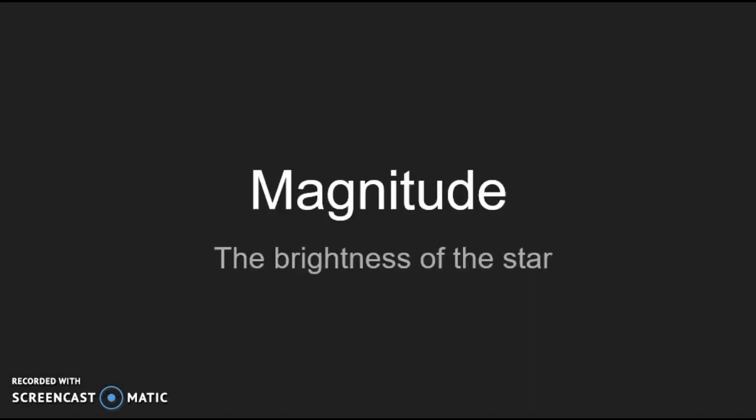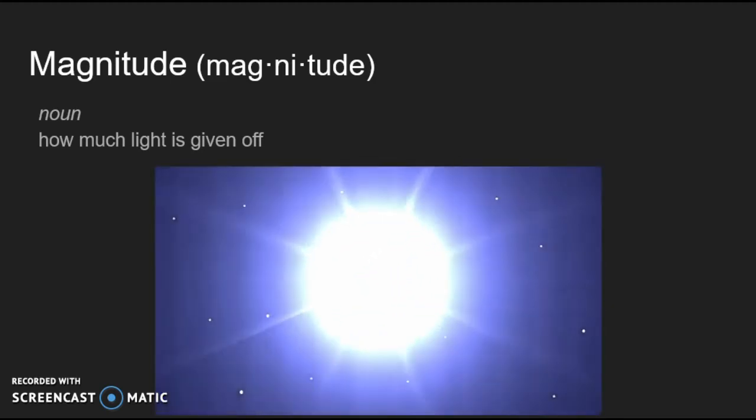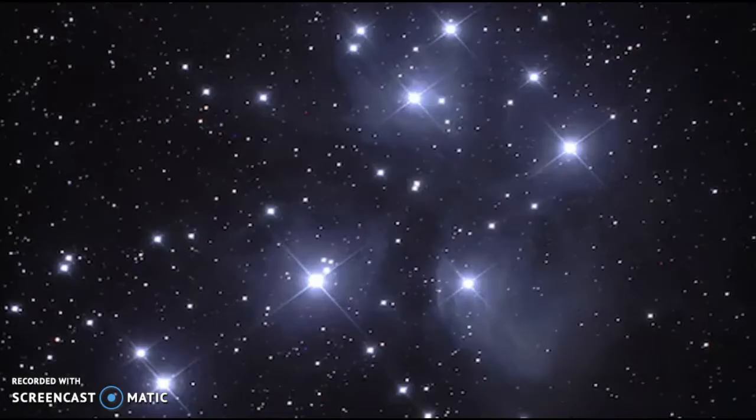Okay, so those were the most important parts of color and temperature. The next characteristic is magnitude. Magnitude is just a fancy big word for brightness, so the brightness of a star. The definition for magnitude, or brightness, would be how much light is given off. If we look at this video here, the brightness or the magnitude of this star is increasing, but this is just for understanding what magnitude is. If we look at this picture right here, looking at all the different stars, some of them are brighter, so some of them have a higher magnitude. And the first question, of course, would be why are some stars brighter than other stars?